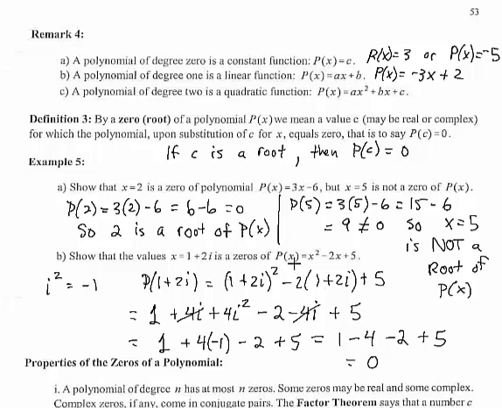So P of x has a complex root. If you were to graph this, you would see that there's a dip in P of x, but it doesn't drop below or above the x-axis. It doesn't cross the x-axis.